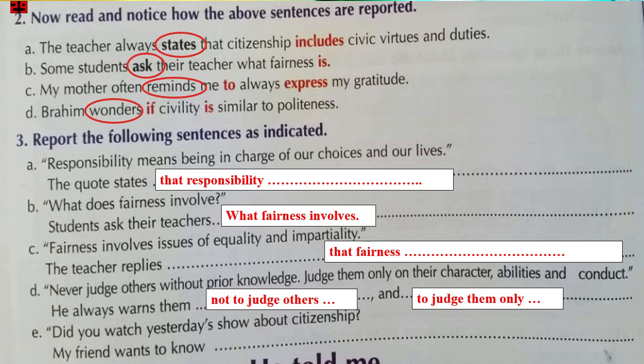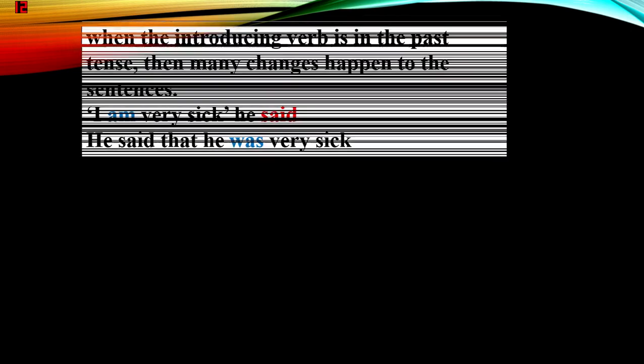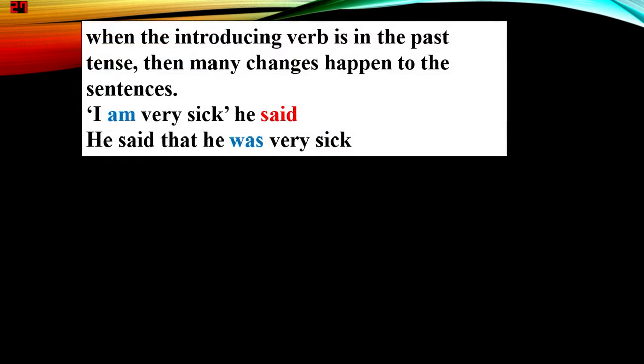My friend wants to know if you watched yesterday's show about citizenship. اوكي هنا كاين خطأ تما، ما كاينش خصو يجي هاد على أي. دوزو دابا، شنو معنى شنو كيوقع عندنا في الريبورت speech when the introducing verb is in the past. ملي كيكون الفعل اللي كيقدم لنا القول في simple past then many changes happen.